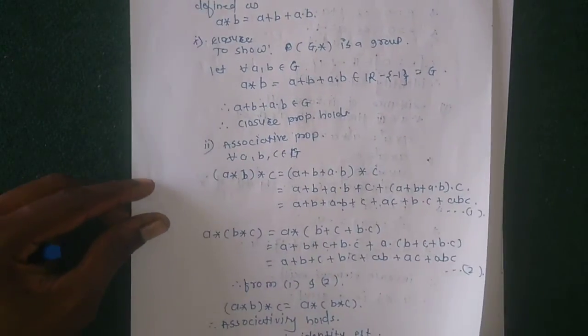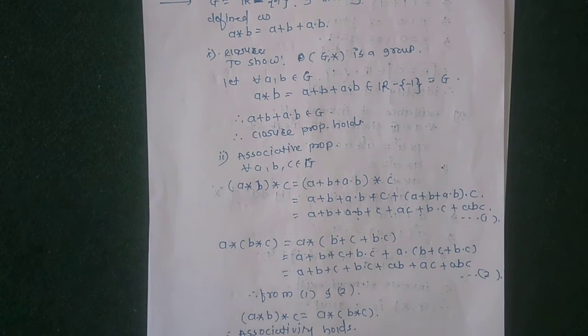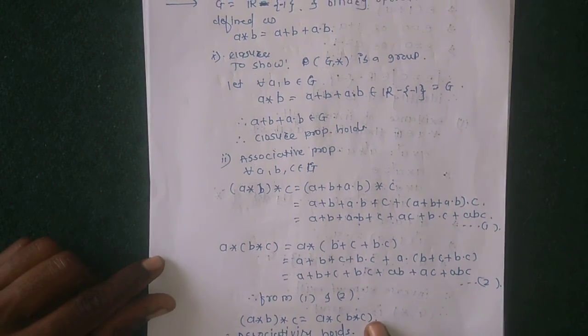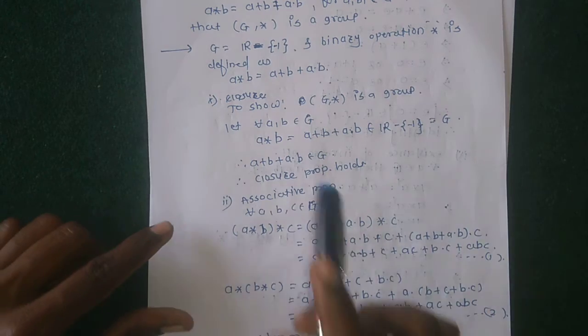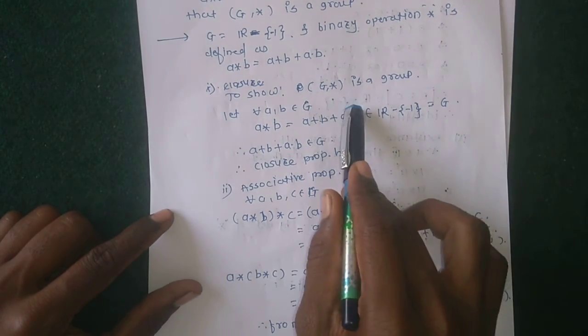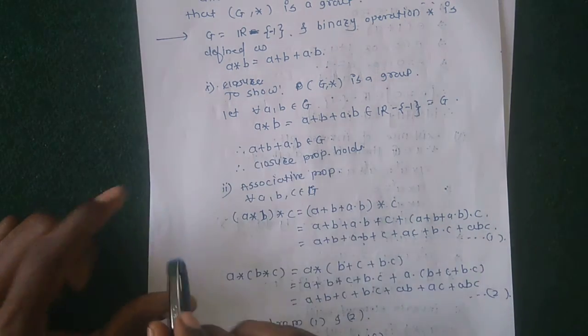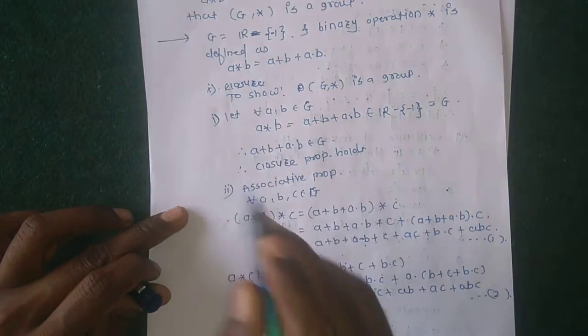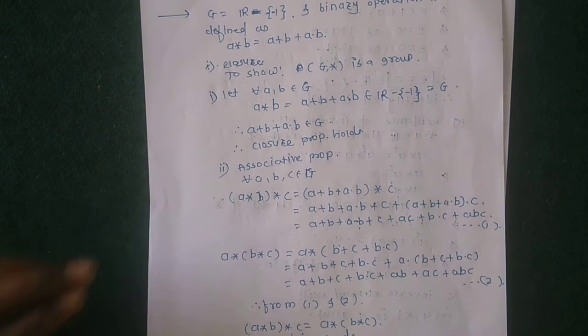Here we see that this is an important example. The given set is the set of real numbers except -1, and the binary operation star is defined as a star b equals a plus b plus ab. First we show that G with respect to the binary operation star is a group. The first property is the closure property. The closure property says that when the binary operation is applied on any two elements, the result must be in the given set.